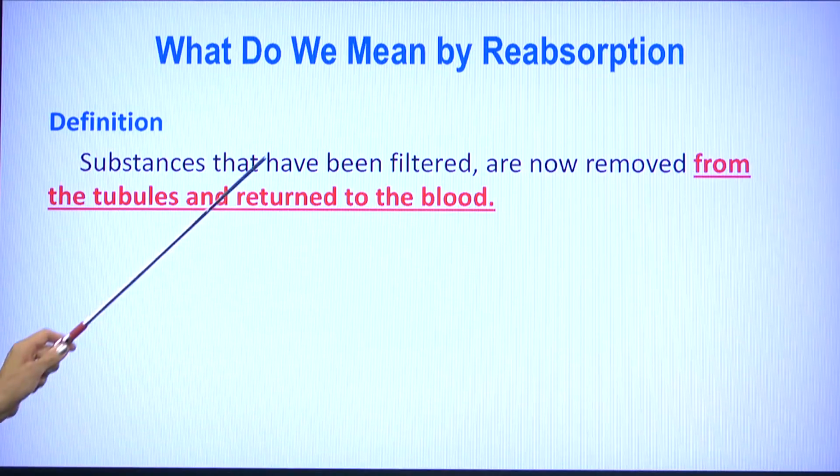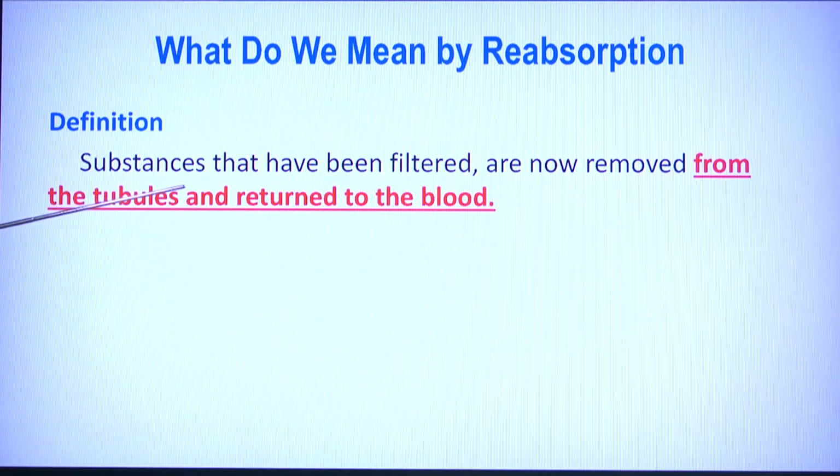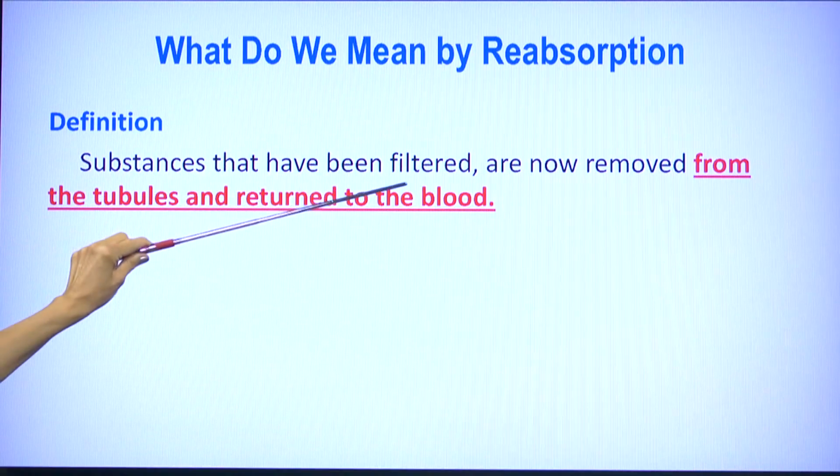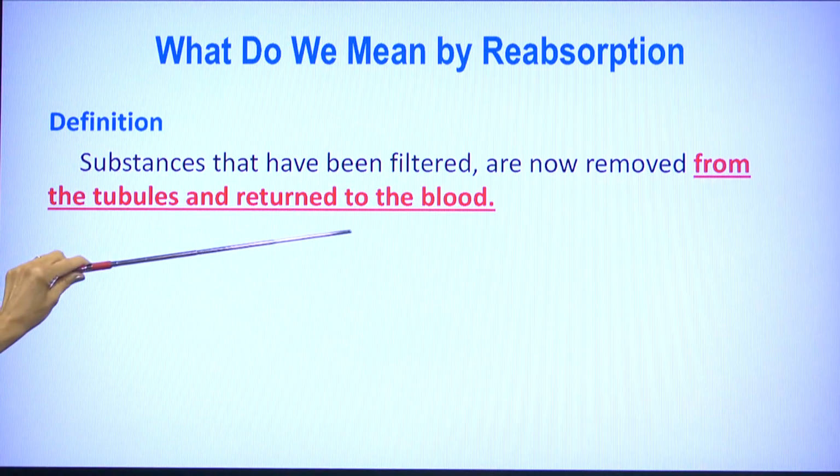What is meant by tubular reabsorption? We are going to take the substances that have been filtered, remove them from the tubules and return them back to the blood.